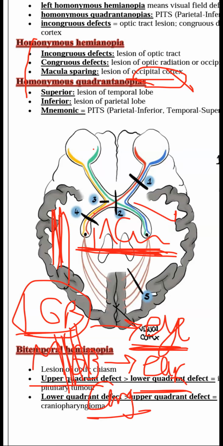But what about a congruous lesion? This is a lesion after the lateral geniculate body. It will be in the optic radiation and the cortex. Now, all of this became clear.